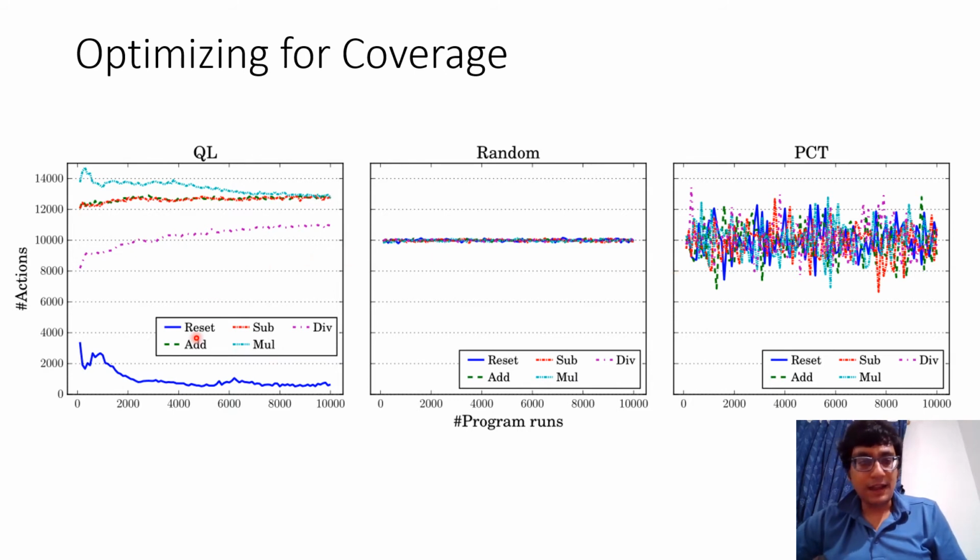Observe that the fact that reset is the worst action followed by divide is a fact which is very specific to this application, and QL learned it during its exploration. And this is the reason why it achieved superior coverage for this example.